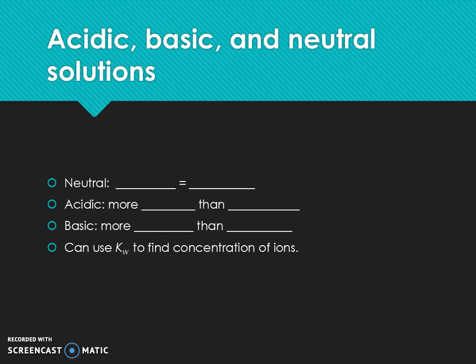All right. Well, how do we know if something is neutral, basic, or acidic? Well, if it's neutral, as we just said, it would have the same concentration of hydroxide ions as hydronium ions. If it's acidic, it's going to have more of the hydronium ions than the hydroxide ions. And if it is basic, it's going to have more hydroxide ions than hydronium ions.